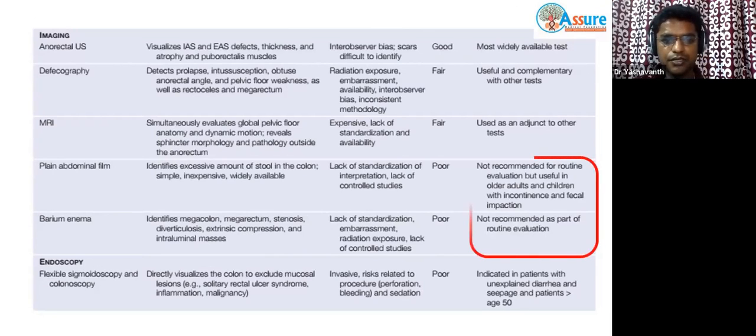So in this, barium enema is not recommended as a modality now, because it might not give us any clue about the anatomy or the function. See, any investigation you are doing here should give anatomical detail, whether there is a tear which has happened, that gives us a clue to go in and operate.